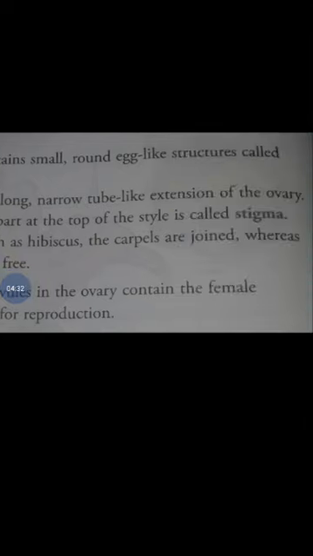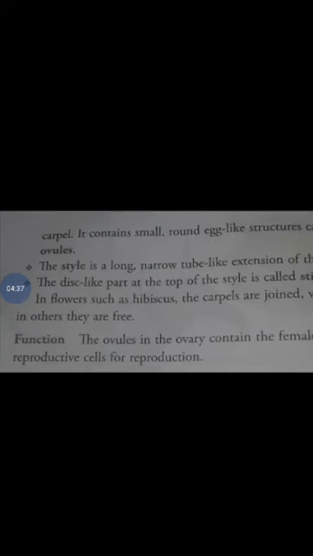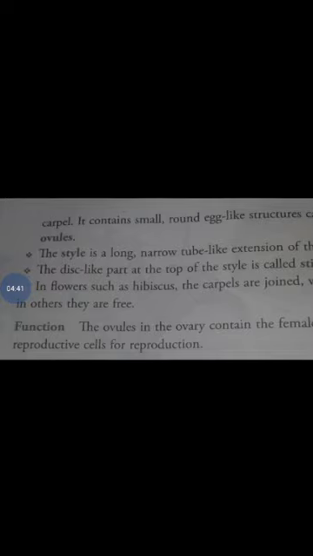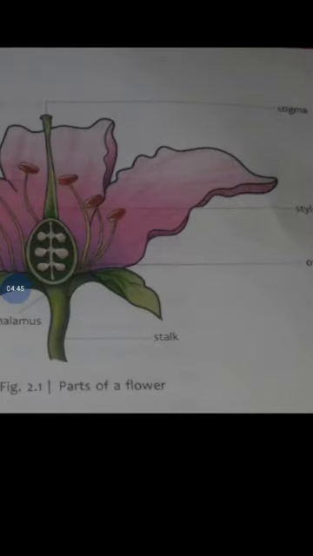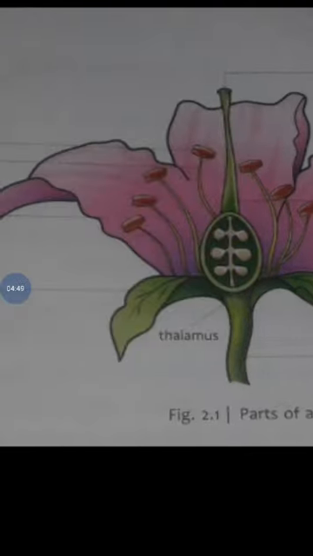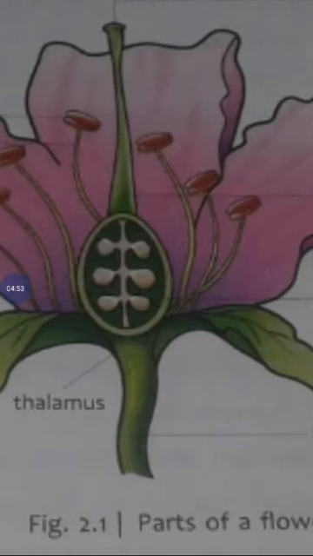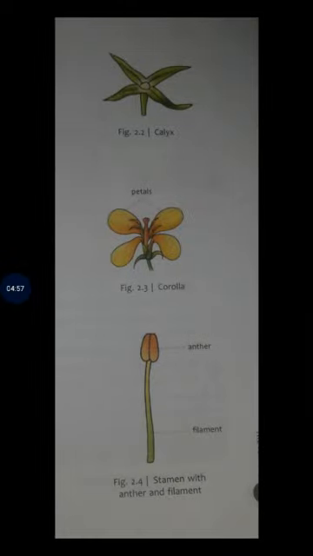Style is a long, narrow, tube-like structure, an extension of the ovary, and its function is to carry the female reproductive cells for reproduction. Here you can see the ovary, stigma, the disc-shaped structure, style, the flask-shaped structure, and this is the ovary which contains ovules. Now we see some other diagrams.